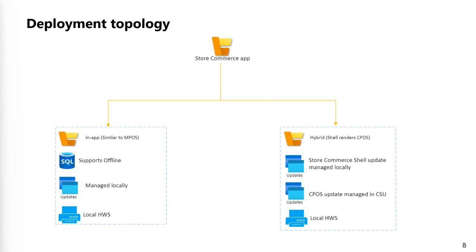One is what we call the in-app. On my left side, you see the in-app experience. I will talk first about what in-app is, and then I will talk about the hybrid. If you've seen the initial slide, the new Store Commerce app brings the features of both modern point of sale and CPOS, right? The main difference between modern point of sale and cloud point of sale is that modern point of sale supports offline and local hardware station. Cloud point of sale doesn't support local hardware station, and it doesn't support offline.